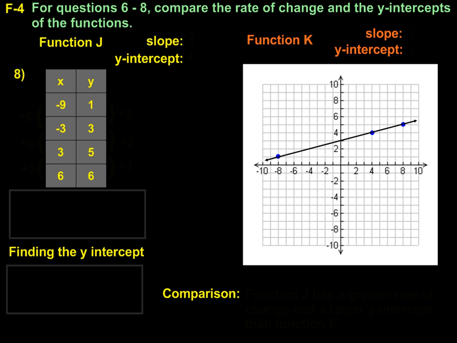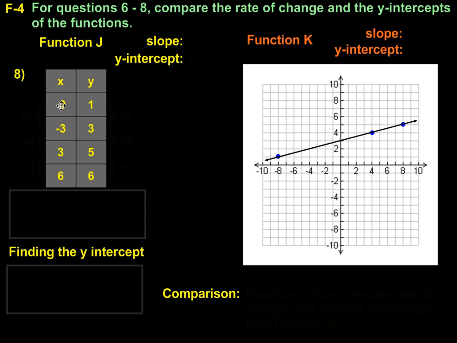For question number 8, for 6 through 8, we're going to compare the rate of change and then the y-intercepts of the functions. So looking at question number 8, first thing we need to do is determine the slope and the y-intercept. So in order to do that, we need to figure out what the rate of change is for x and the rate of change for y.